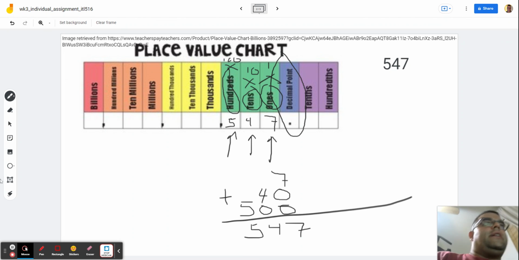And that was both abstract with digital and concrete with manipulatives.